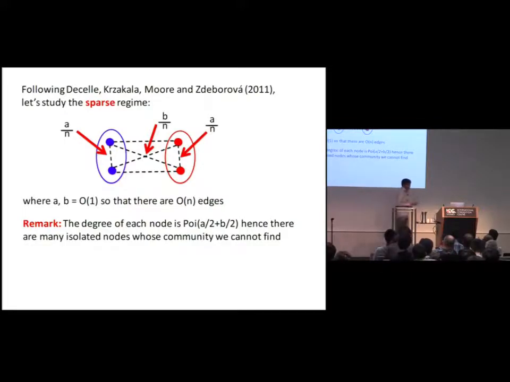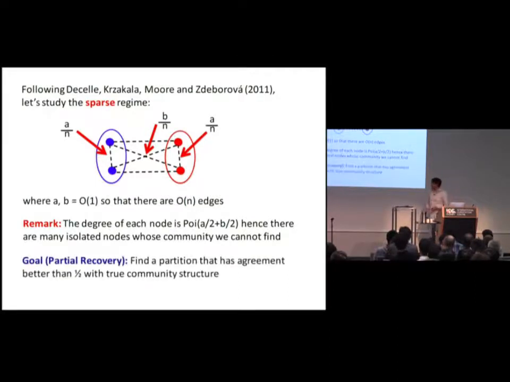The important thing is that this really means there's a large fraction of nodes that are isolated in this graph, and you could never figure out whether they're red or blue because there's just no information there. They're not connected to anything else. So instead, what people usually study for this is something called partial recovery. This is a little bit weaker than you might have thought the problem would be at the outset.